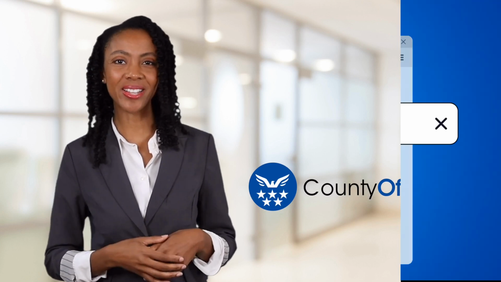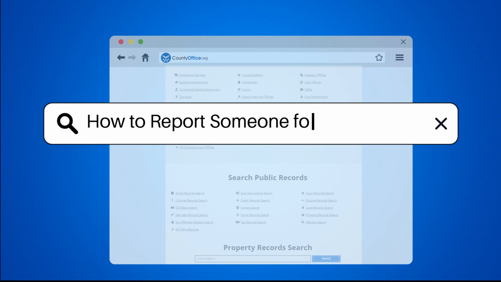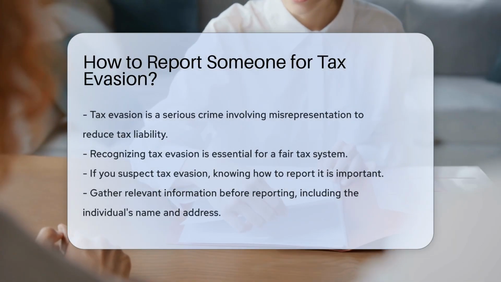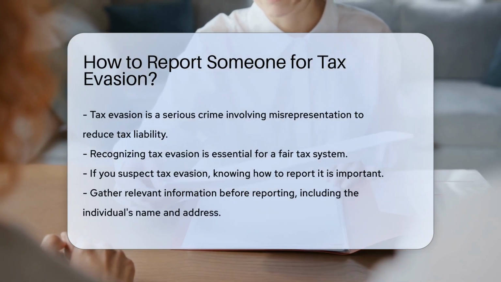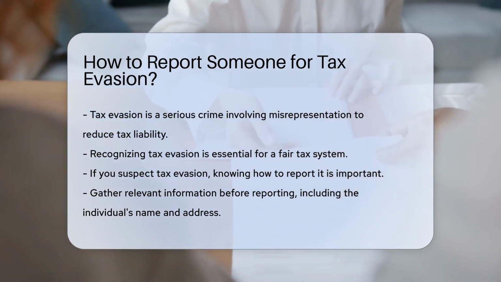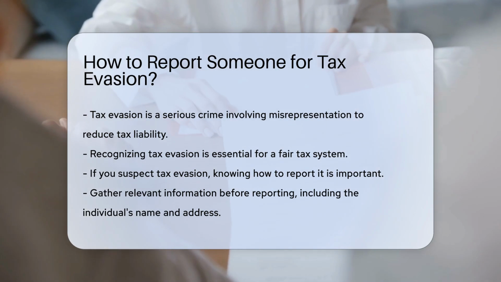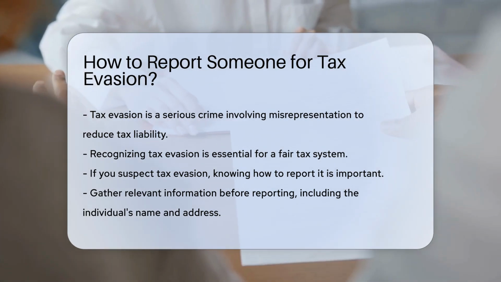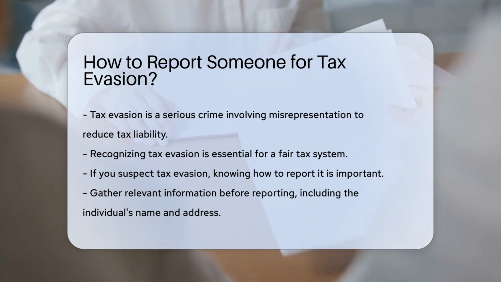Let's get started. How to report someone for tax evasion. Tax evasion is a serious crime that involves deliberately misrepresenting or concealing information to reduce tax liability. Recognizing tax evasion is crucial for maintaining a fair tax system. If you suspect someone is evading taxes, it is important to know the proper steps to report it.